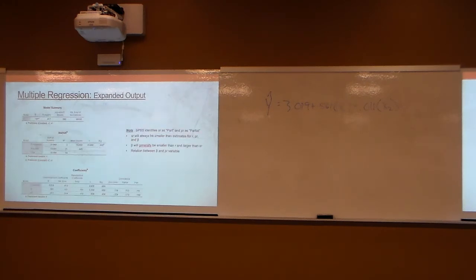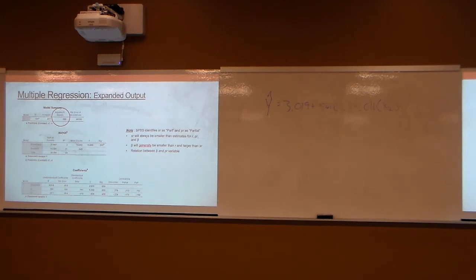So in SPSS, this is an expanded output. What we're doing in SPSS is getting semi-partial correlations, which are identified as part correlations. Partial correlations are identified as partial. We'll go down and show you how to request this from your output. If we go through here, we see our R squared.